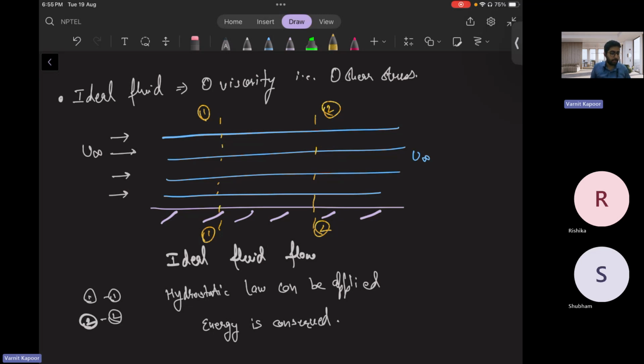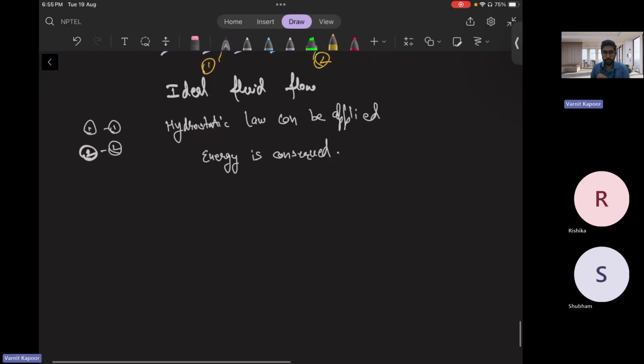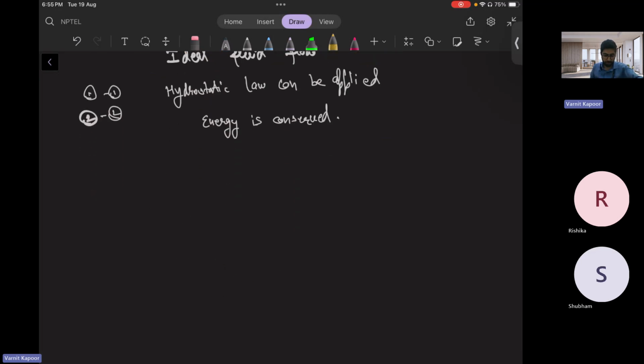Now the question arises: what is hydrostatic law? To measure the pressure at a particular point in the depth of the fluid, how will you get that from the hydrostatic law? Let us understand. Just give me 2 minutes. Let's have a break, then I'll join.